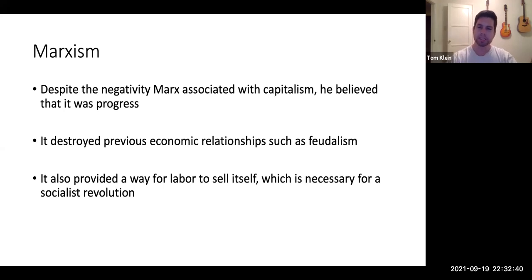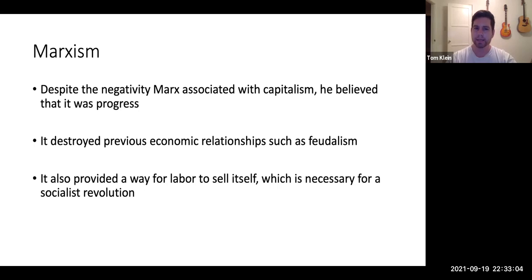So there's a misconception in today's world, you see it all over the internet, that capitalism and Marxism are at constant loggerheads. And in some ways that's very true. They're very different ideologies, very different economic practices.